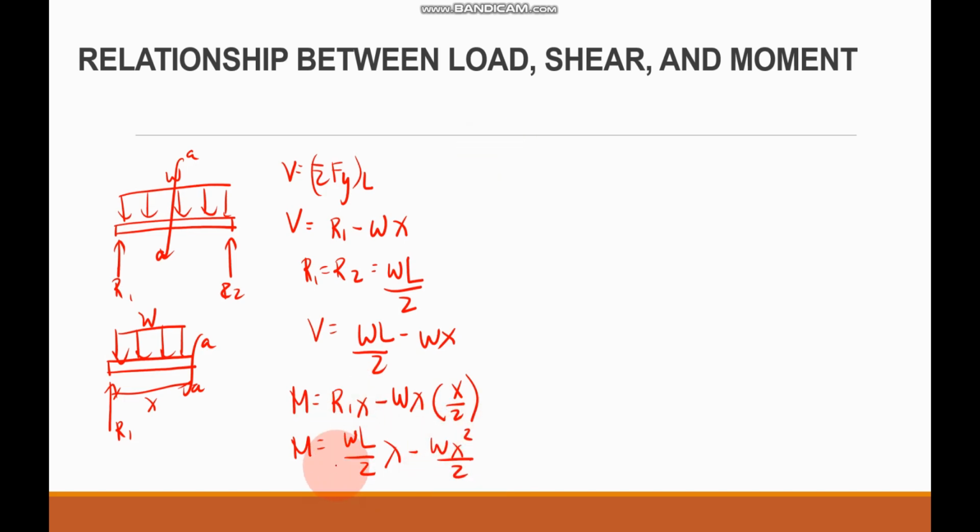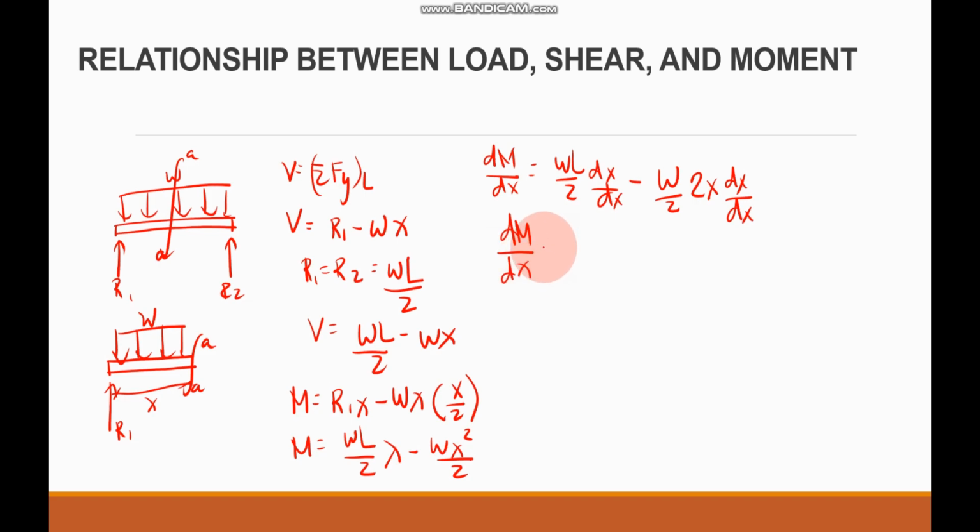So let us differentiate the moment with respect to X. So it is equal to WL all over 2 dx over dx minus W over 2 of 2x multiplied by dx over dx. Therefore, simplifying, it is equal to WL all over 2 minus WX. And this formula is our shear. Therefore, we can say that the derivative of the moment with respect to X is equal to our V or our shear.